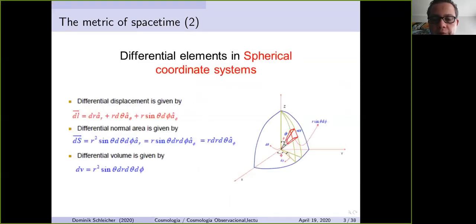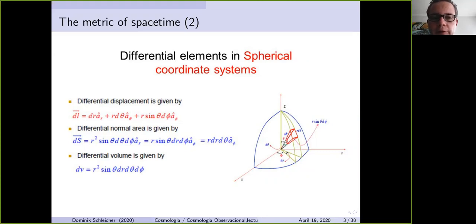Now we can also define differential line elements in the spherical coordinate system. It depends now if we consider displacements in a particular direction. For the Cartesian system, this is very simple. A displacement in the x direction is just dx, a displacement in the y direction is just dy. For the spherical one, it's a bit more complicated. If we have a displacement in the r direction, in the radial direction, then the displacement also is just given as dr.